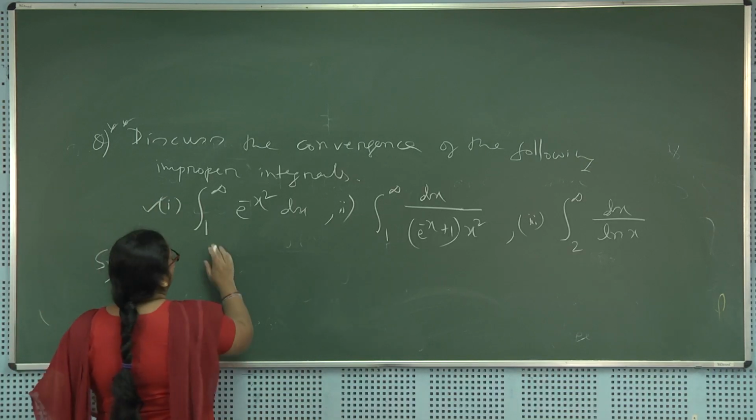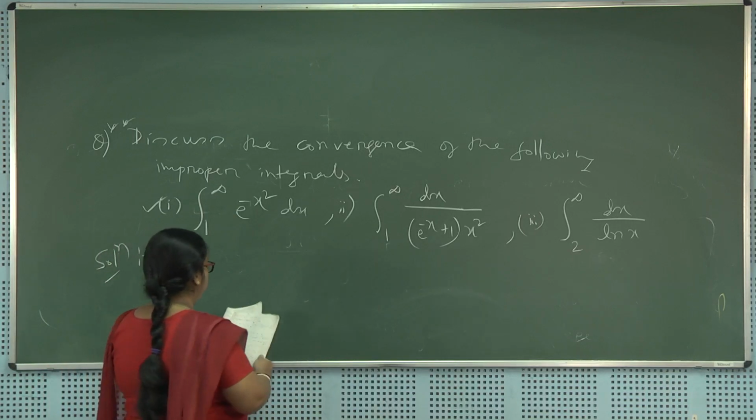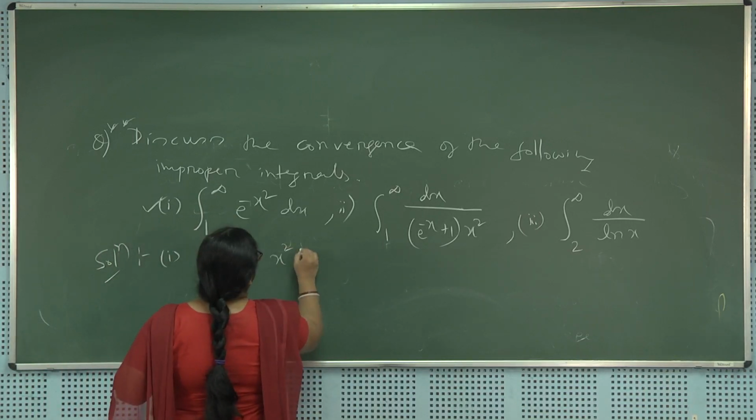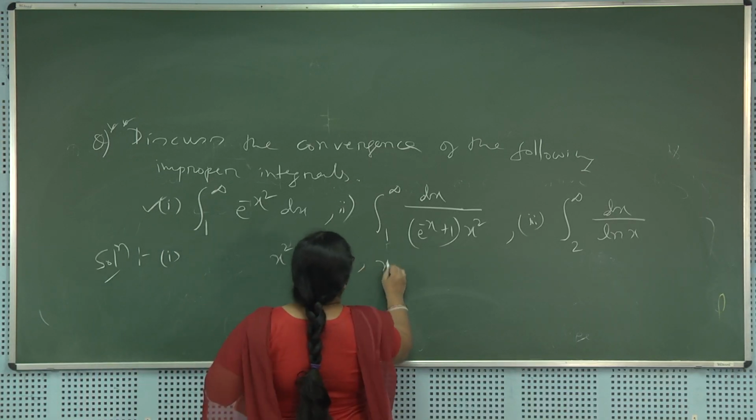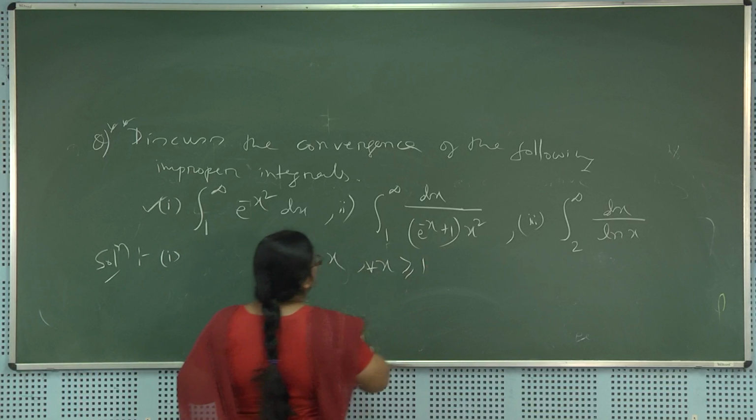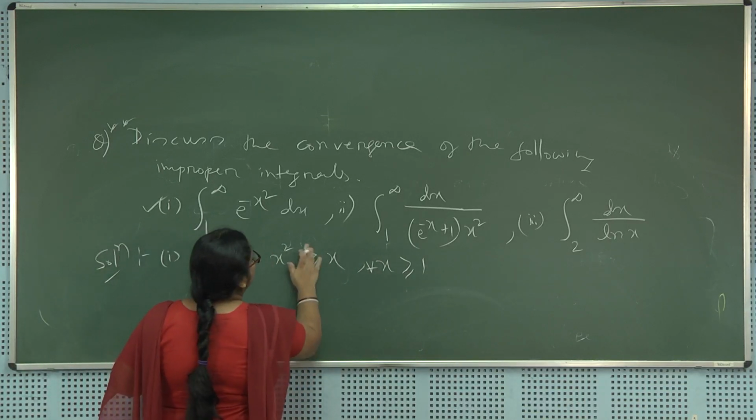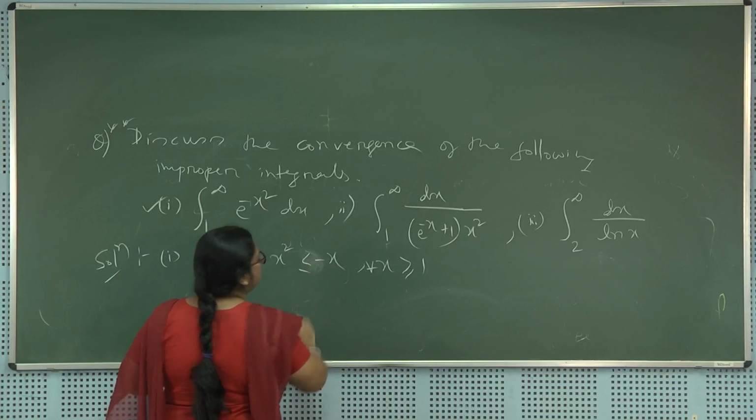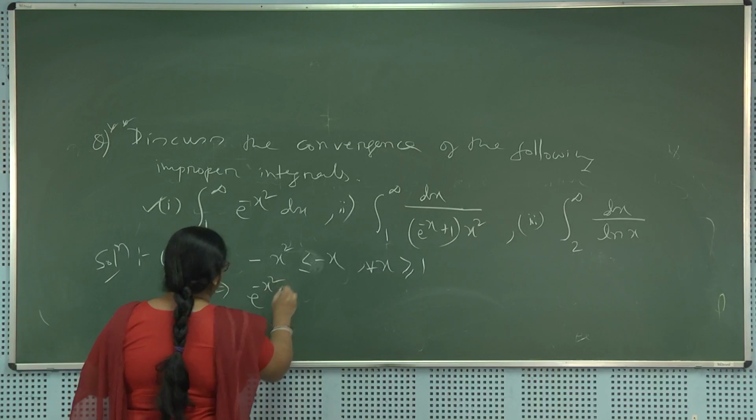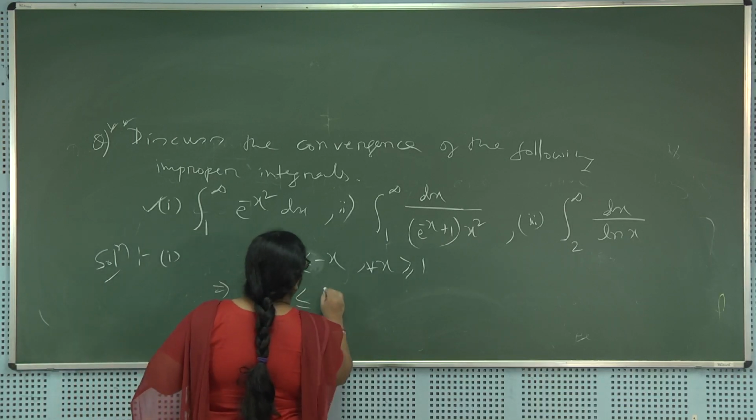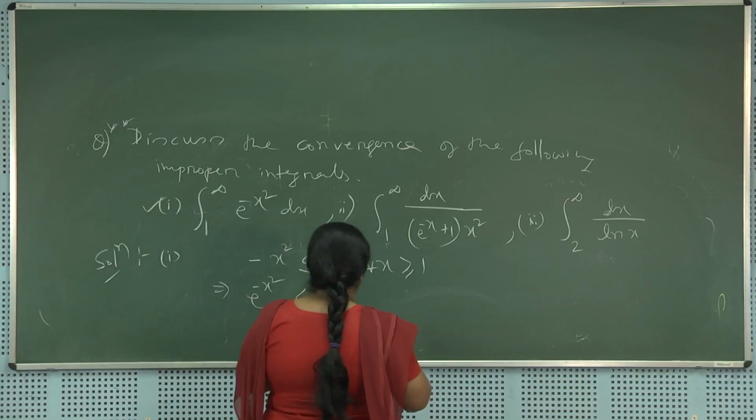First of all, this is the range, x is lying between 1 to infinity. So, x is positive. We know the relation x square is greater than or equal to x for all x greater than equal to 1. That means minus x square will be less than equal to minus x. That means e to the power minus x square will be less than equal to e to the power minus x for all x greater than equal to 1.